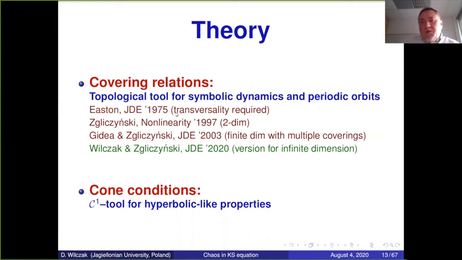And then in a purely topological setting, it was proposed by Wilczak in 1997 for two-dimensional maps, and then extended to maps in any finite dimension by Gidea and Wilczak. And now we propose a version for compact maps in infinite dimension. We would like to apply this method to Poincare maps for the system. And to obtain homoclinic orbits, we need C1-like tools. We need some arguments for convergence. And for this purpose, we adapt C1 conditions, known also for finite dimensional systems, to these infinite dimensional settings. Let me start from the first part now.